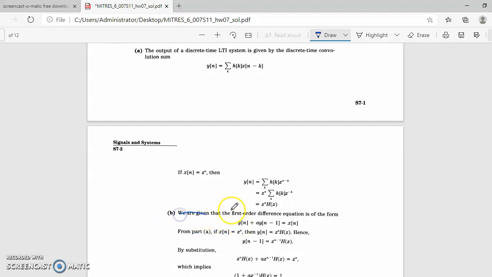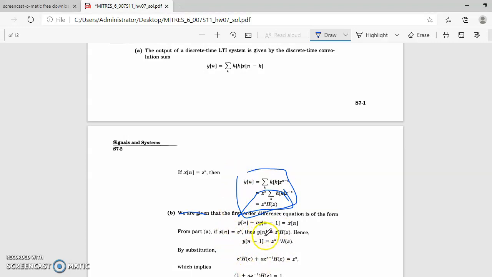Now we consider the first-order difference equation of the form y[n] + a·y[n−1] = x[n]. Here, if x[n] = z^n, then y[n] we know already. I am taking this solution from the above expression to save time. Suppose in the exam they give these expressions and this value, you have to find this part also, and then move on with the next step.